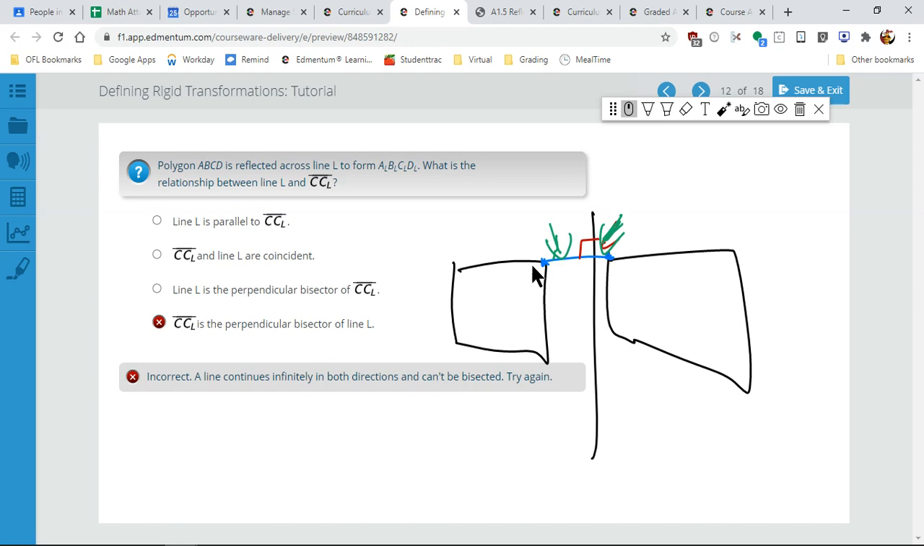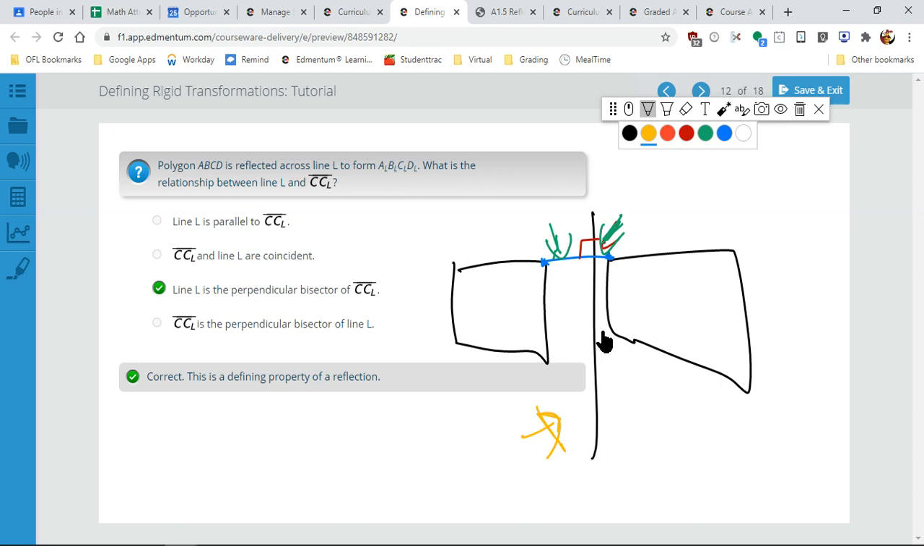This to me doesn't make any sense because it does bisect it perpendicularly, unless it's saying it the other way. The line L bisects. Oh, I did it backwards. That's what it's saying. This line. Okay. I did it too fast, guys. Make sure you read everything. That was me reading it too fast.